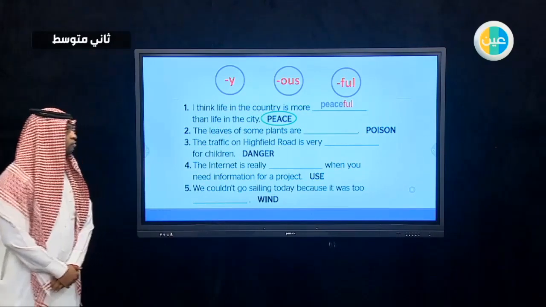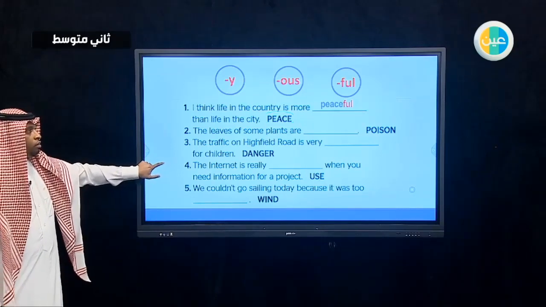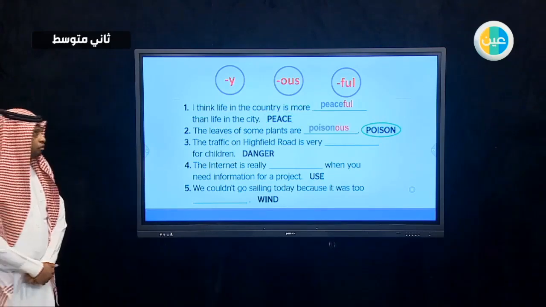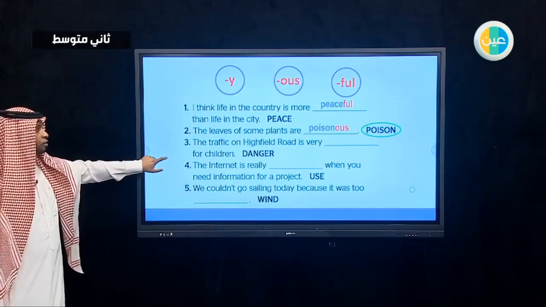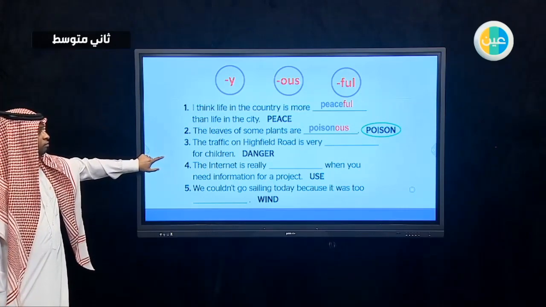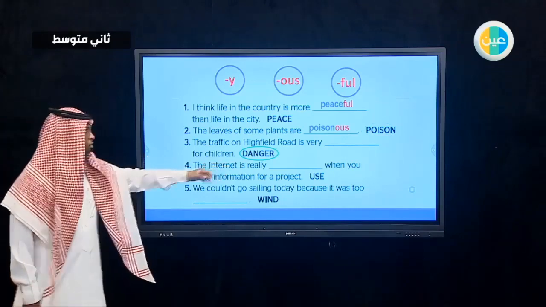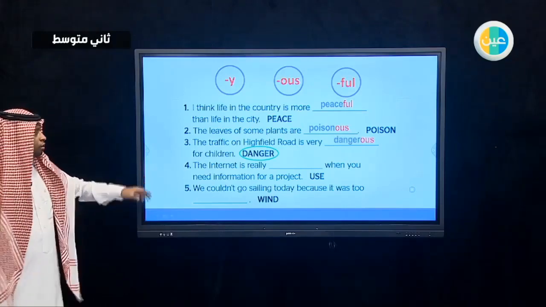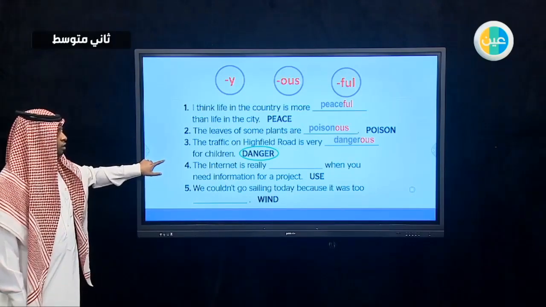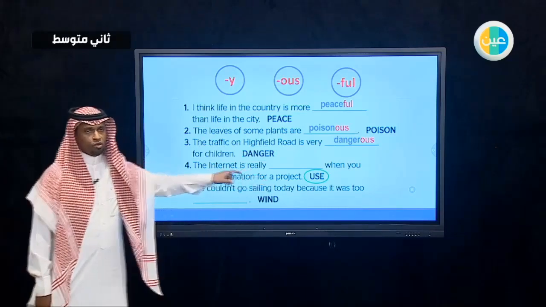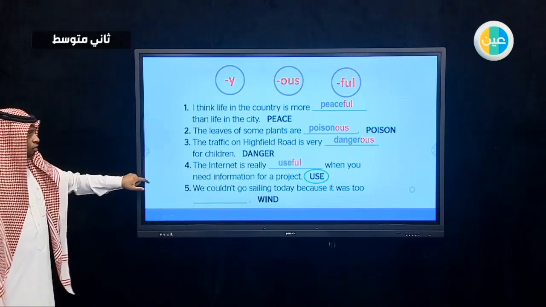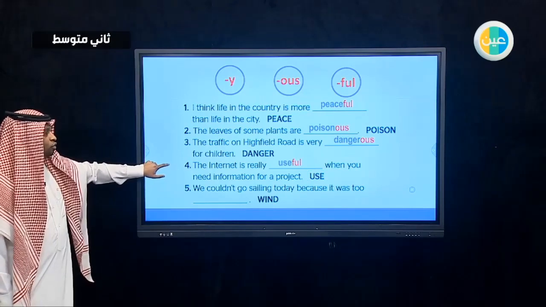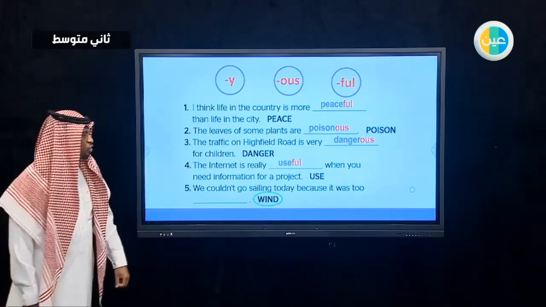Now, the second one. The leaves of some plants are poison. How can we change it? Poisonous. Good. Now, the traffic on Highfield Road is very, what do we say? Danger? No. How can we change it into an adjective? Dangerous. Good. Now, the internet is really, how about the word use? How can we change it into an adjective? Useful. Good.